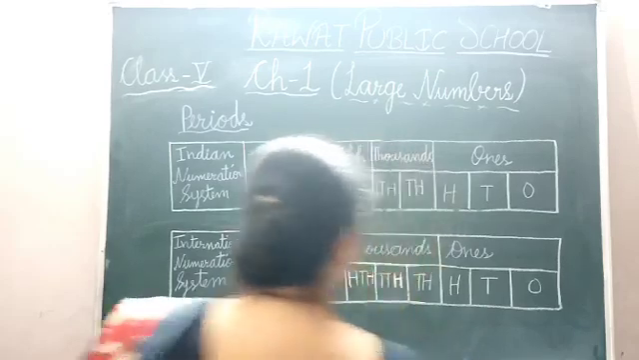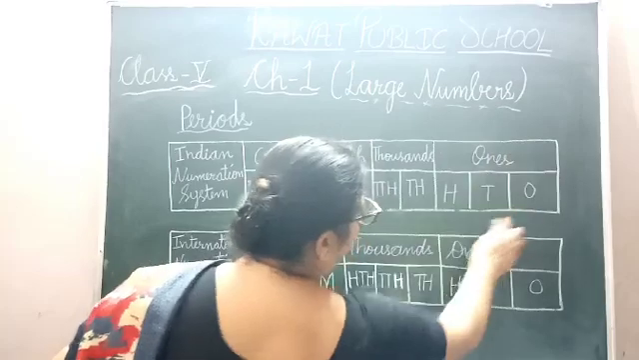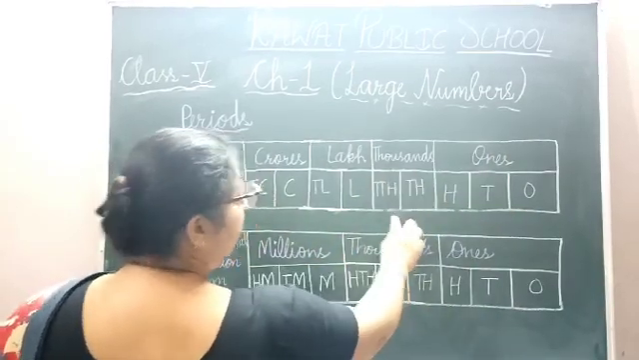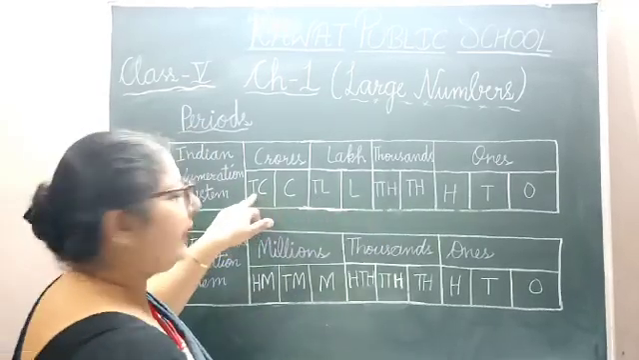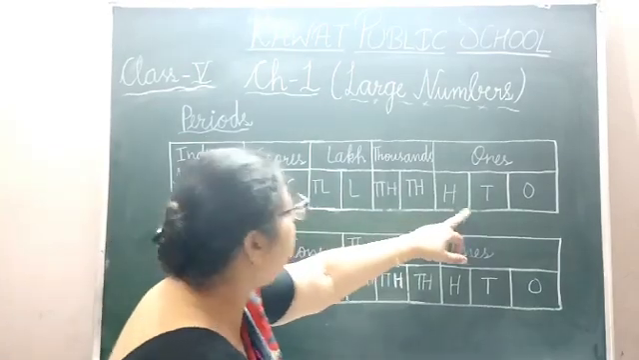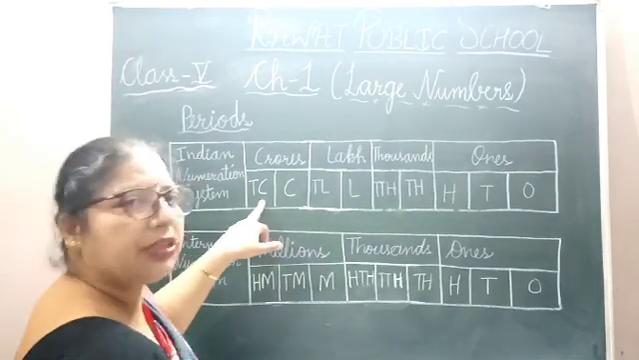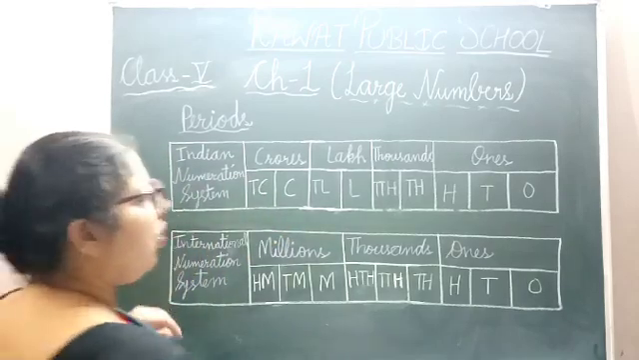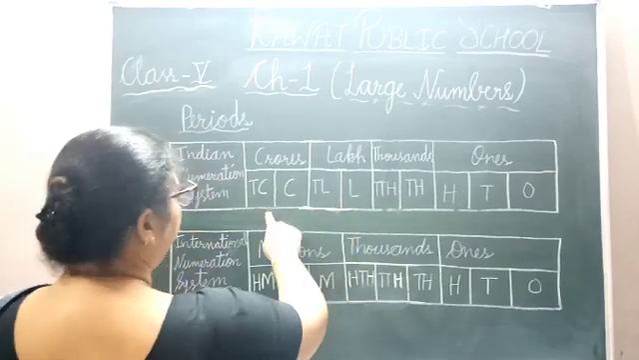Look here students, suppose this is ones, tens and hundreds, and this is the ones group. Then thousand and 10,000, this is the thousand group. Lakh and 10 lakh, this is the lakh group. Crore and 10 crore, this is the crore group. The first period is divided into 3 digits, the second into 2, the third into 2, and the last, crore period, is also divided into 2.